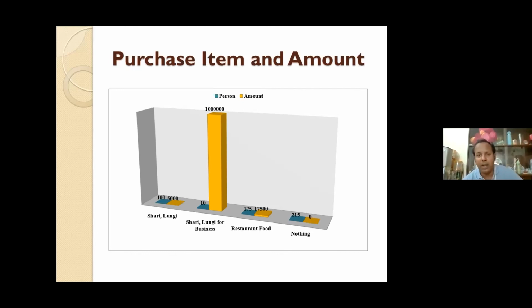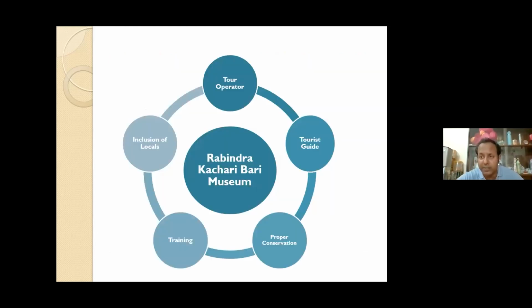10 people spent a lot of money buying the shari and lungi for their business purpose, and they also visit this place to fulfill their aspiration to visit Rabindranath's memory. People also spend money on food, some people do and some do not, and almost half of the people spend nothing during their visit.